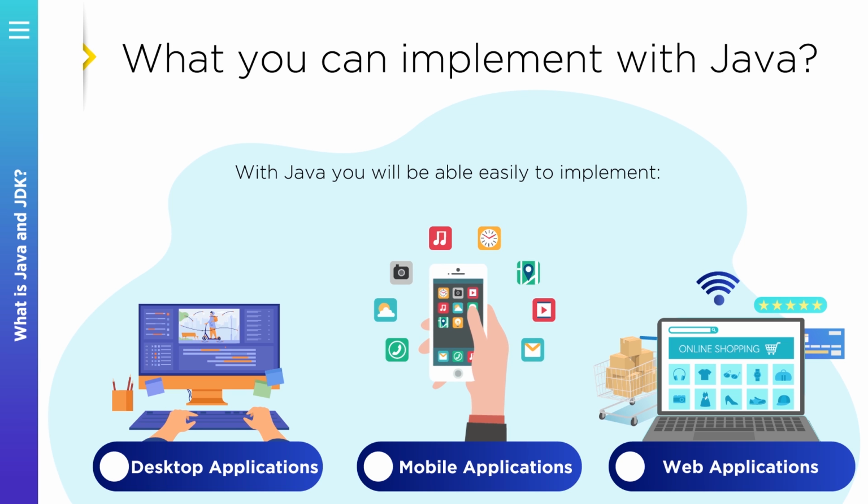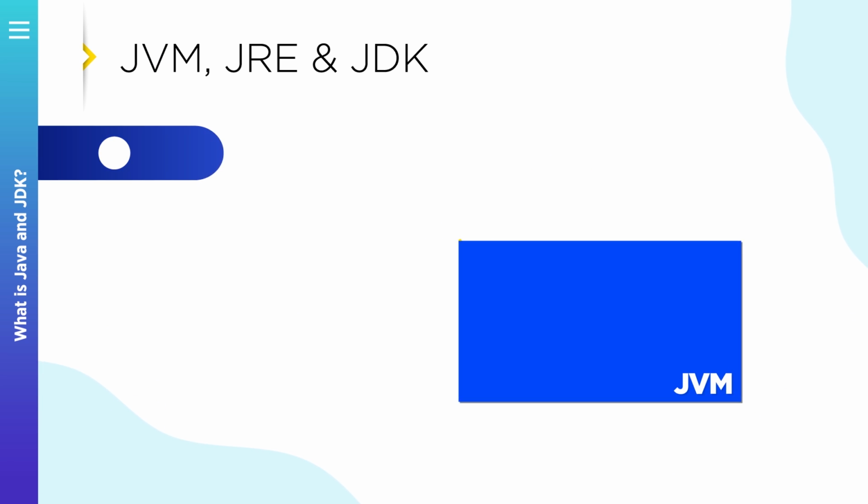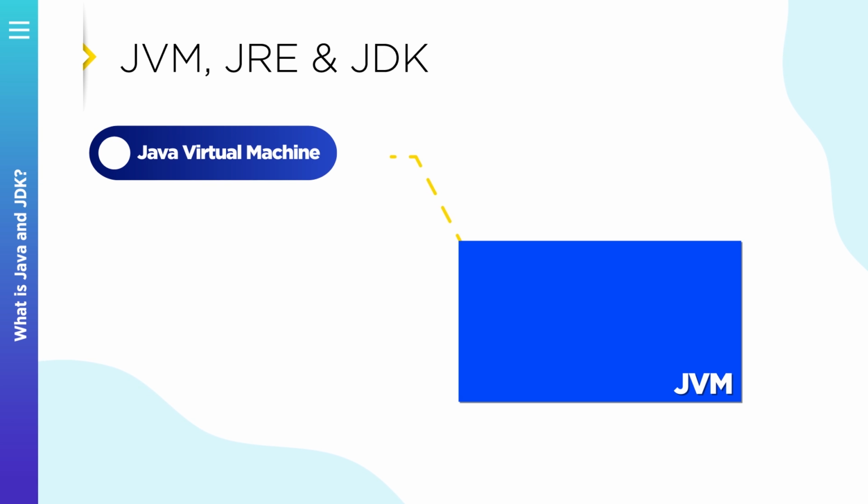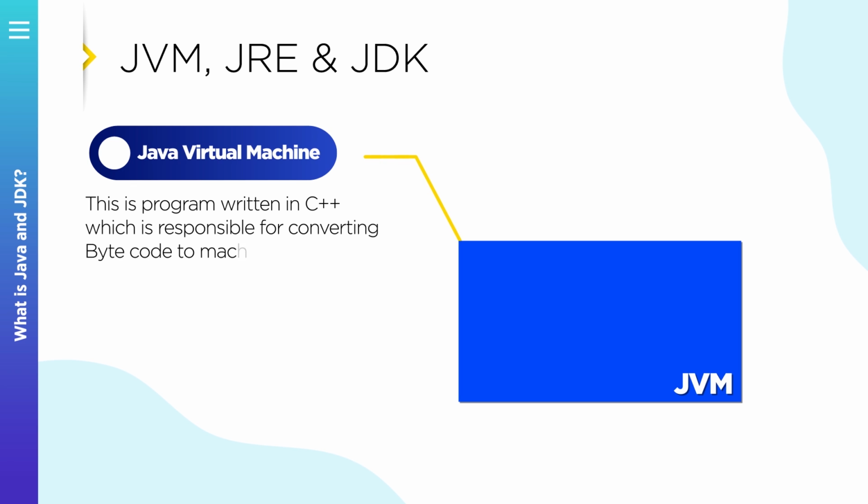So today you heard a lot about JVM. Let's take a closer look at what JVM, JRE, and JDK are. JVM stands for Java Virtual Machine. This is a program written in C++, which is responsible for converting bytecode to machine-specific code. JVM is the reason why Java as a language is considered to be platform independent.